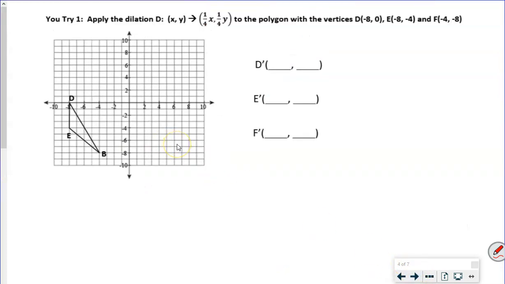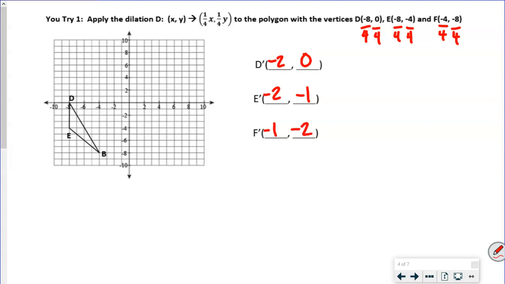Okay, so this next one says apply the dilation 1/4. So we know this time again it's going to get smaller, right? So don't we just have to divide all those numbers by 4 this time? Divide that by 4, divide that by 4, divide this by 4, because that's the same thing as multiplying by 1/4, right? So we're just going to divide all those numbers by 4. So that's going to give us -2, 0, -2, -1, -1, and -2.